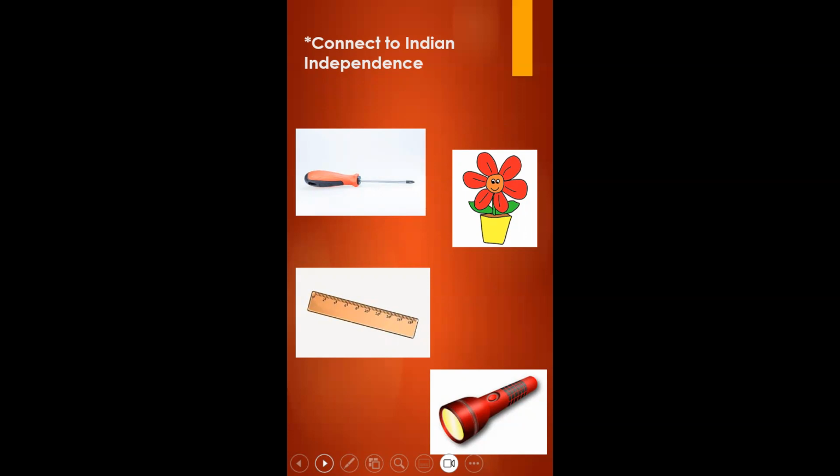One of the tools that Gandhi used was to protest and do fasts, to share his discontent with the British government. Plants, you could talk about how there was massive famine because of the crops that the British forced Indians to grow. There's a ruler, you could say, well, Gandhi took measurements of these famines and reported on them, and calculated how many people had died.